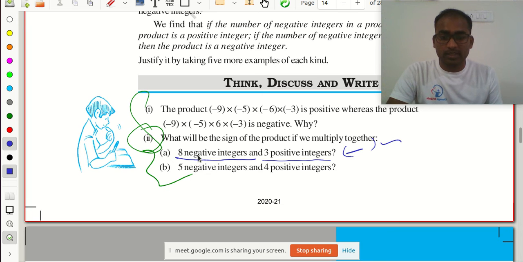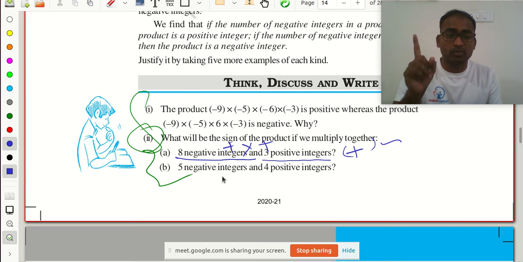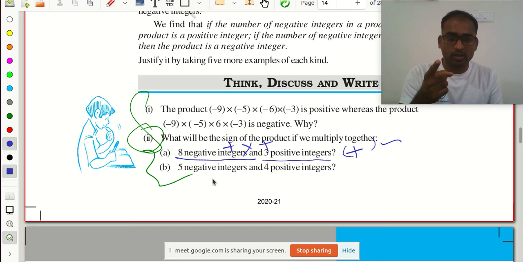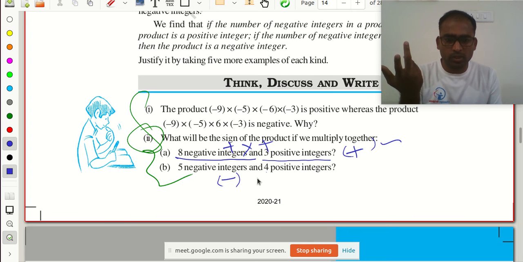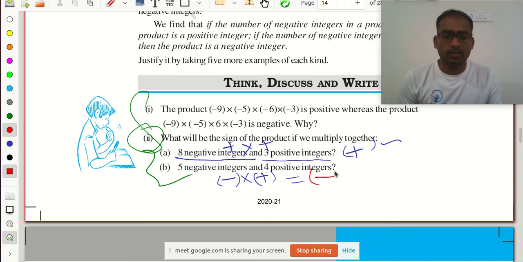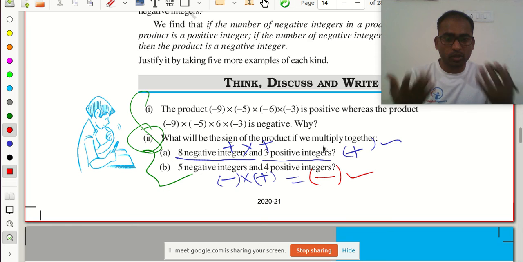See here. 8 negative integers means how much? We will get the positive only. So positive multiplied with 3 positive, here positive. So here we will get the positive. Then 5 negative integers means we will get negative only. Then 4 positive integers means positive only. So if I multiply now, how much will I get? Minus. Okay? Understood now? Next I will give another example.